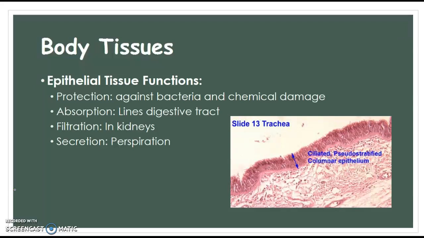So just a few of the functions of epithelial tissue. One is protection. This would be really present when we look at our skin. Our skin's outer layers are made of epithelial tissue. The inside of our mouth is all epithelial tissue. Absorption. This is going to be in your digestive tract. You have a type of epithelial tissue that helps you absorb. Filtration in the kidneys, and then secretion. This helps make up some of your glandular tissue like your sweat glands.